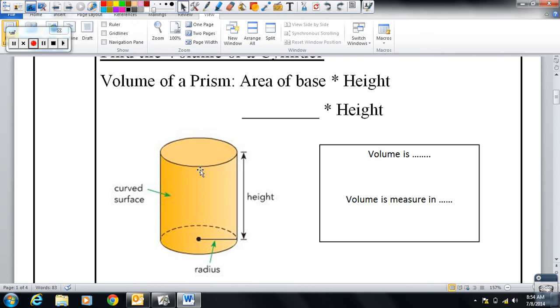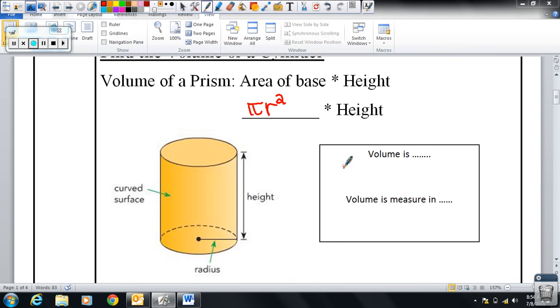Well, if we look at a cylinder, the base is a circle. So we reviewed that the area of a circle is pi times radius squared. So the area of our base is pi times radius squared times the height.